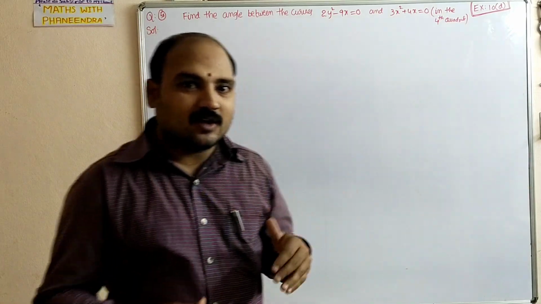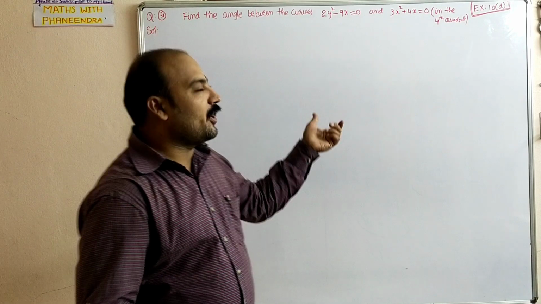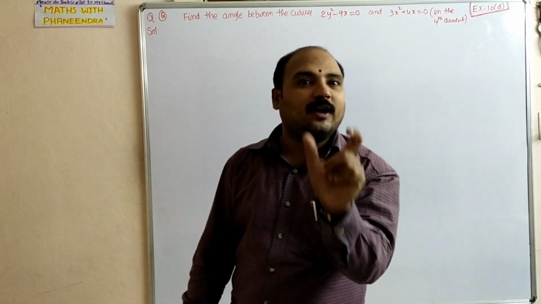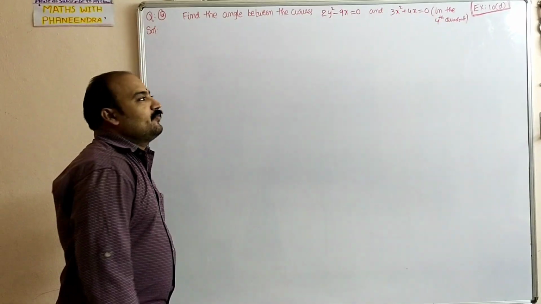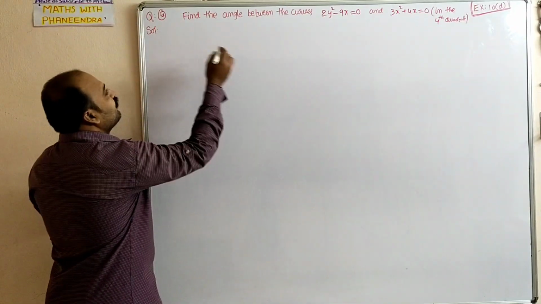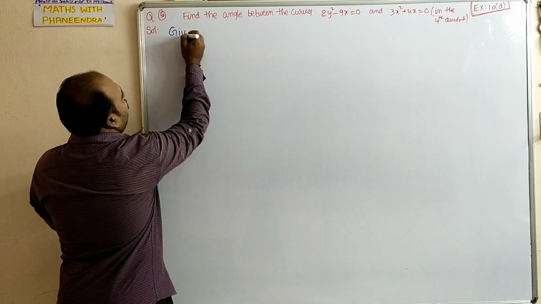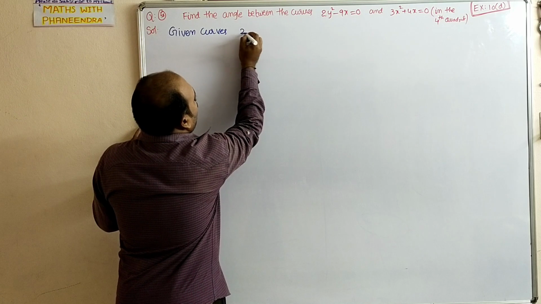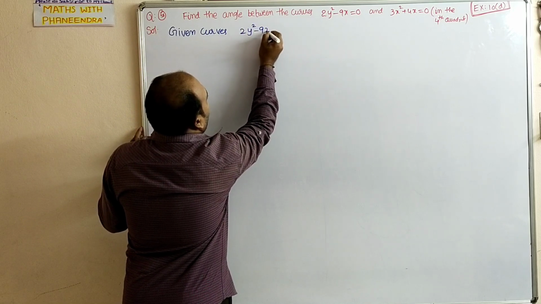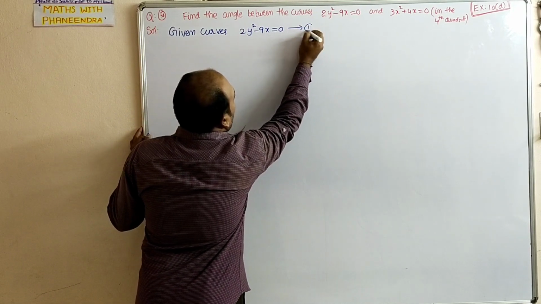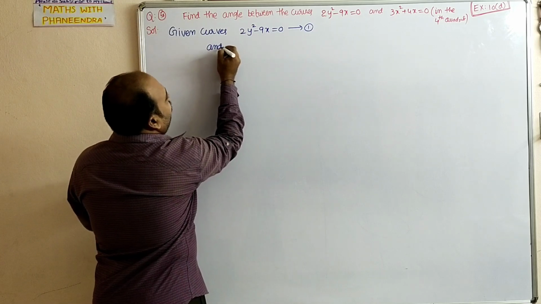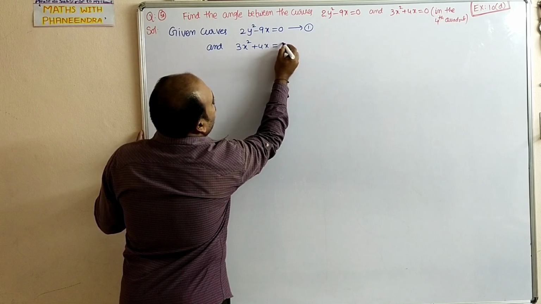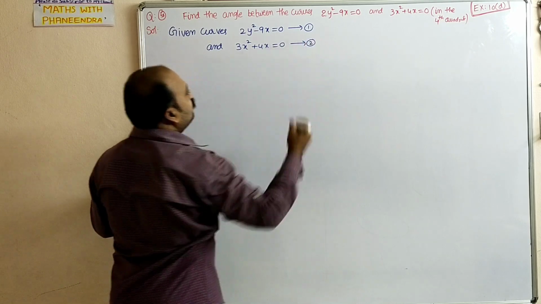While solving the curves, we will get points. Among the points, which point belongs to the fourth quadrant? At that point only you can calculate the angle between the two curves. So first consider the given curves. First curve is 2y square - 9x equal to 0. Put that equation number 1. And the second curve 3x square + 4x is equal to 0, equation number 2.